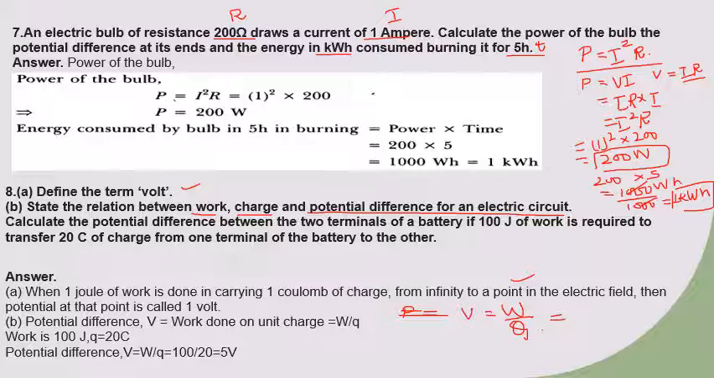Now the next part of the question is we have to calculate the potential difference between the two terminals of a battery if 100 joule of work is done. So instead of W, we will put the value, that is 100 joule of work is required to transfer 20 coulomb. So charge is 20 coulomb. We have to find out the potential difference. So 100 divided by 20 is nothing but 5. And what is the unit of potential difference? That is volt. So 5 volt is the potential difference.